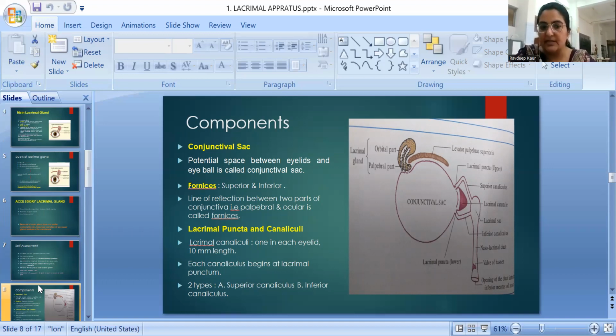Then the lacrimal puncta and the canaliculi. Lacrimal puncta are small openings. The lacrimal canaliculi are canal-like structures, 10 mm long. They are of two types, the superior canaliculus and the inferior canaliculus.